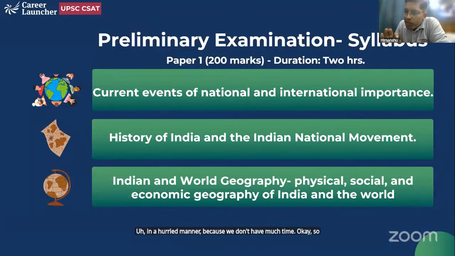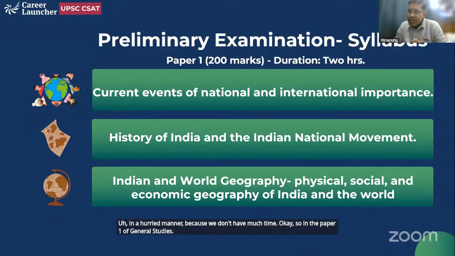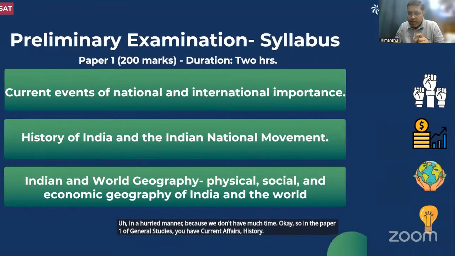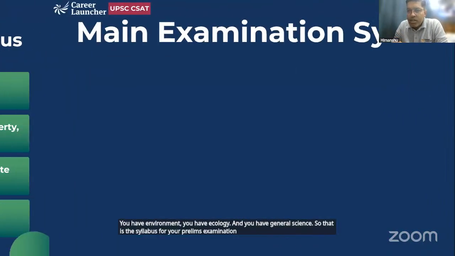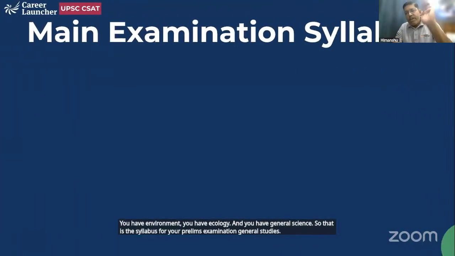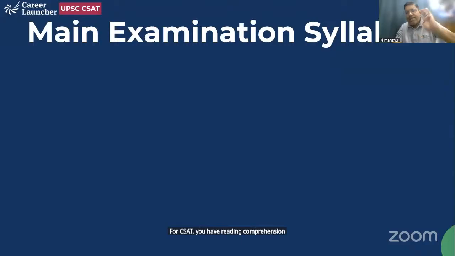In paper 1 of general studies, you have current affairs, history, geography, polity, governance, economics, social development, environment, ecology, and general science. That is the syllabus for your prelims general studies. For CSAT, you have reading comprehension, 10th class mathematics, and reasoning.